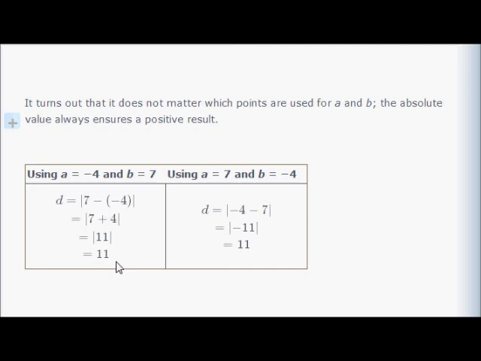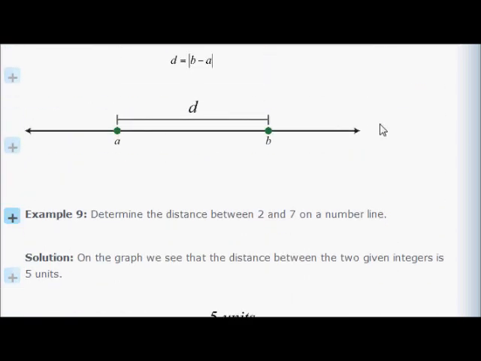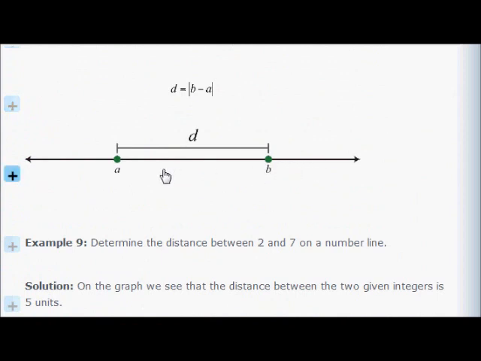If we say A is negative 4 and B is positive 7, we get what we just saw. 7 minus negative 4, 7 plus 4, 11. Take the absolute value of that, end up with 11. If we did it the other way, with A being the 7 and B being negative 4, then we would be subtracting B minus A, which is negative 4 minus 7. Taking the absolute value of that: negative 4 minus 7 is negative 11, and the absolute value of that is 11.